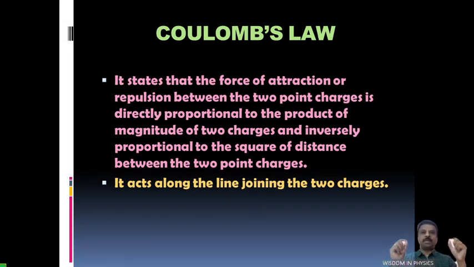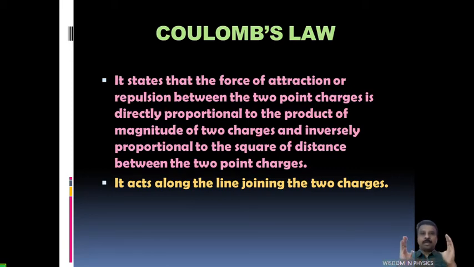When we have two charges, namely q1 and q2, separated by a distance, there will be a force. If both charges are positive, then there will be a repulsive force. If they are negative, then there will be an attractive force. And the force is always directed along the line joining the two charges. That is a very important point. It acts along the line joining the two charges. Okay, you got this, right?